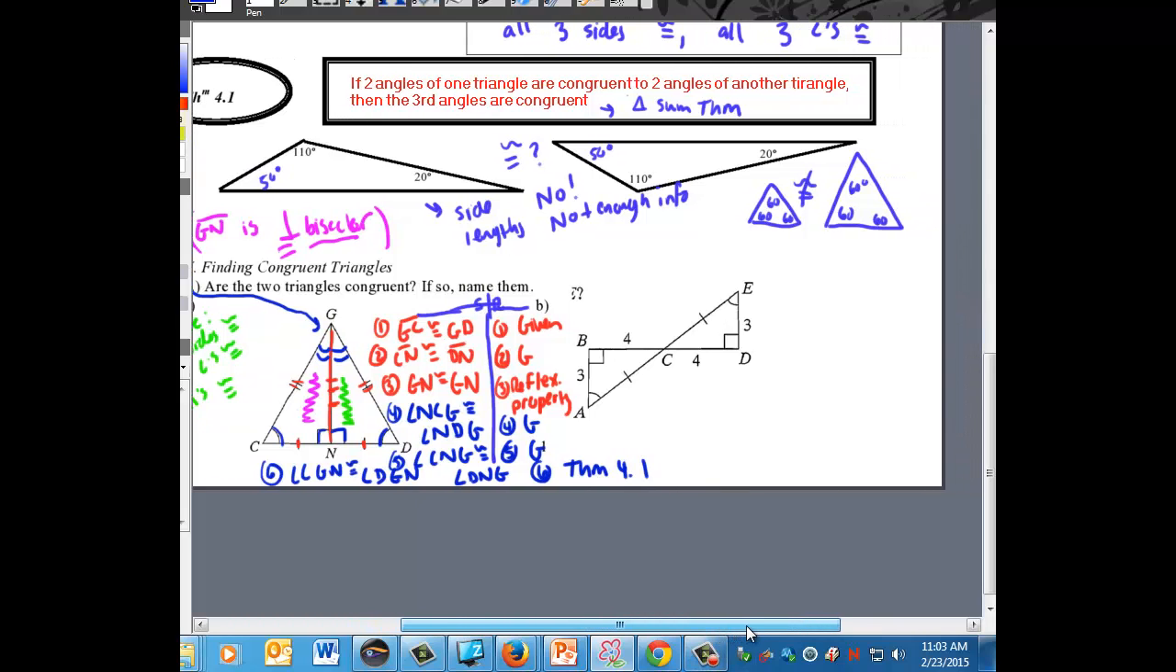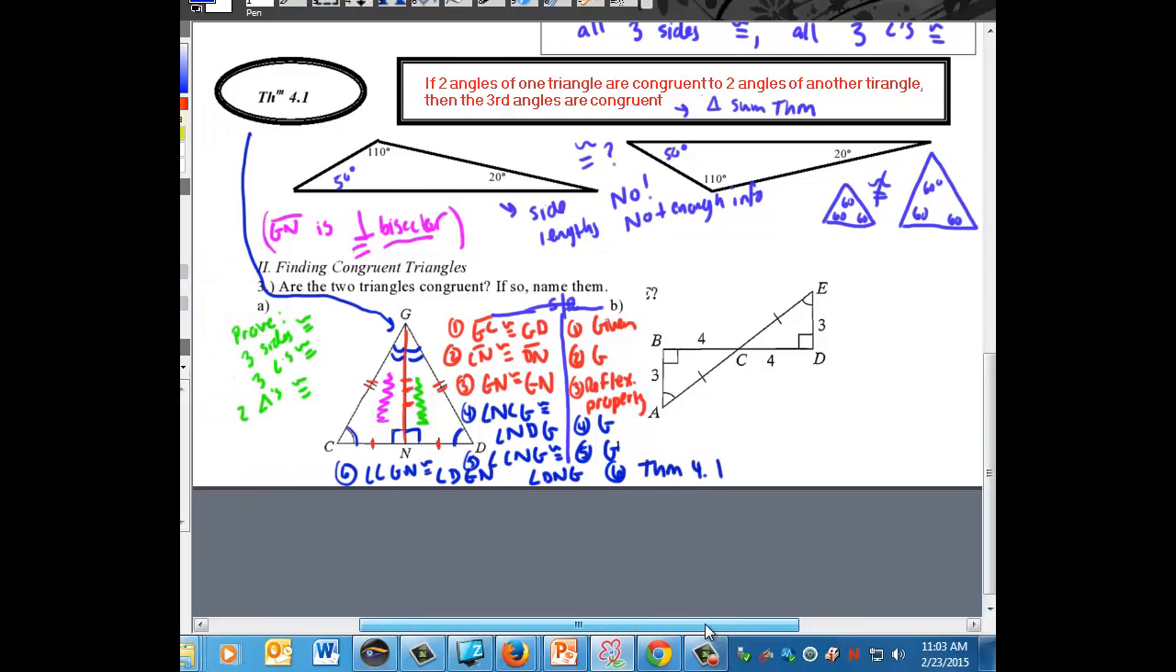Okay, over to the right. Now, one other trick that we have here that we'll learn, which will make our lives much easier. What I can do is put a 1 right here and a 2 right here, then instead of listing this as GCN and GDN, I can just say angle 1 is congruent equal to angle 2. And that's so much easier than using 3 letters.